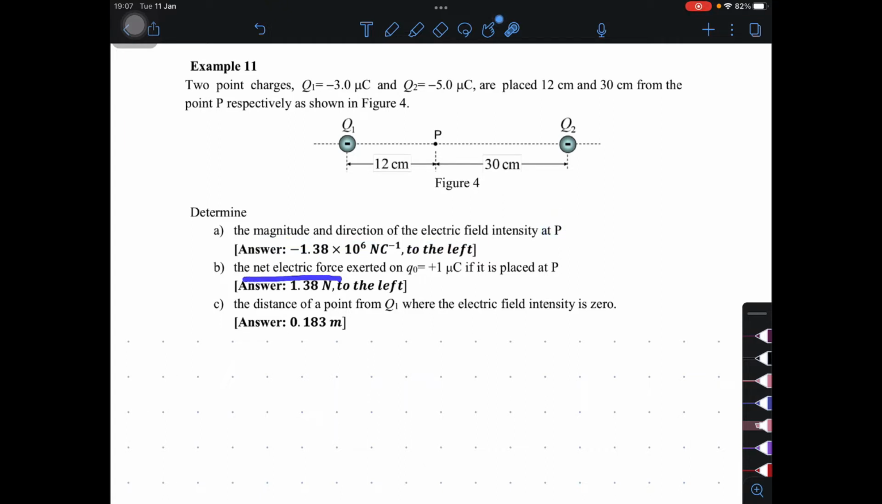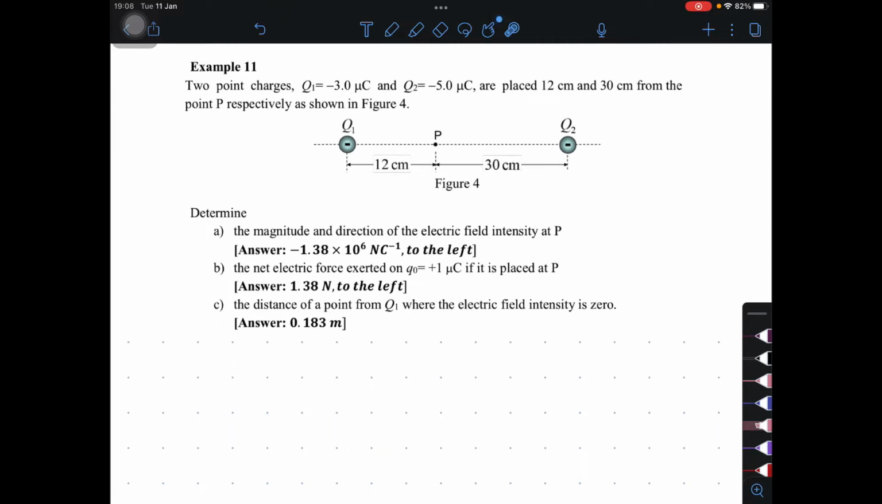Now determine the magnitude and direction of the electric field intensity at P, the net electric force exerted on Q0 equal to 1 microcoulomb if it is placed at point P here, and the distance of a point from Q1 where the electric field intensity is 0. So this example is actually kind of similar to example 4 in 1.1. Before, in example 4, we found the value in terms of electric force. Now we find it in terms of electric field.